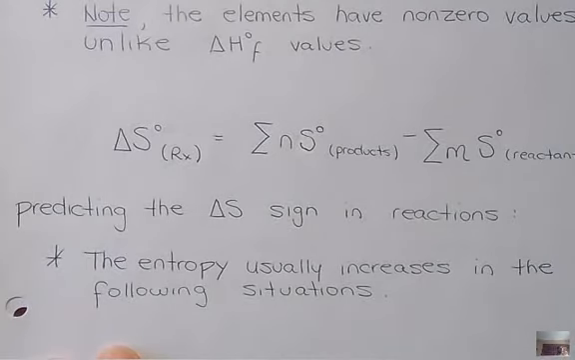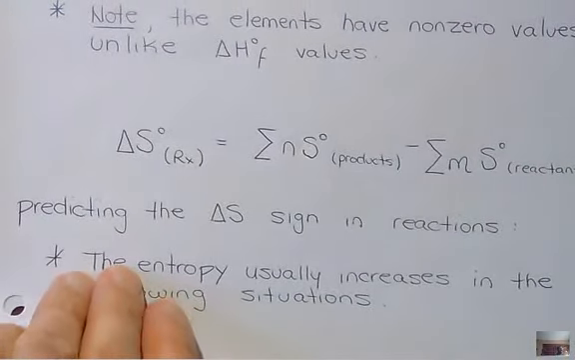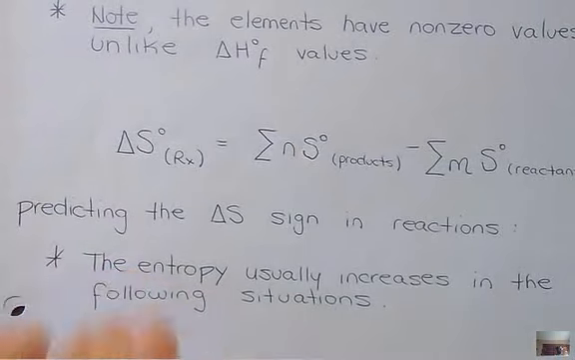So predicting the delta S sign in a reaction. So these are questions I could ask multiple choice of, and no math. You're just going to look at the particular situation and make a determination. Do I think that this is moving to more randomness, or is it moving to more organization? If it's moving to more randomness, delta S is going to be positive. Moving to more organization, delta S is going to be negative. Remember, the universe is expanding. It's natural to keep your room messy, okay?